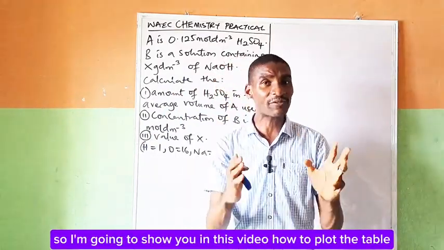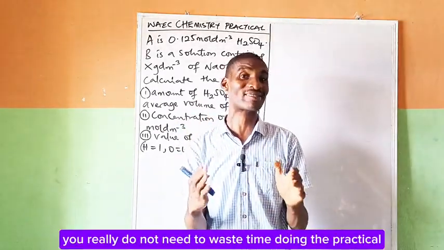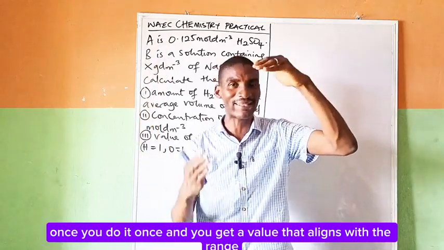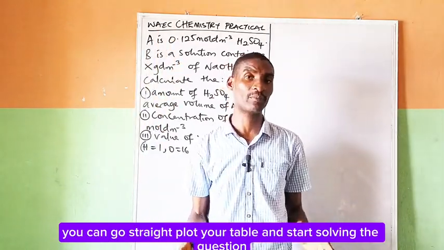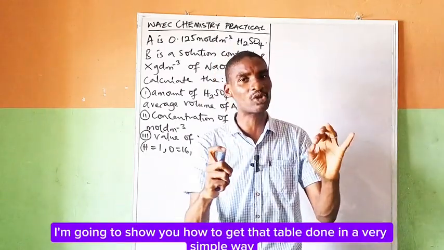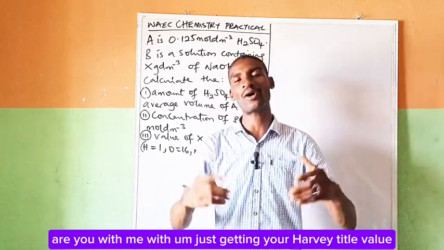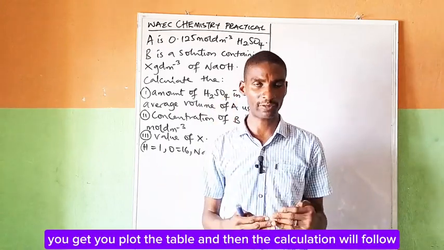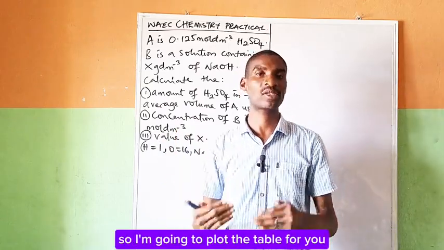So I'm going to show you in this video how to plot the table. Once you have that range, you really do not need to waste time doing the practical again and again. Once you do it once and you get a value that aligns with the range, you can go straight, plot your table, and start solving the question. So today, I'm going to show you how to get that table done in a very simple way. You plot your table, are you with me? Getting your average titre value, you plot the table, and then the calculation will follow. I'm going to plot the table for you, and then we'll do the calculations as well.